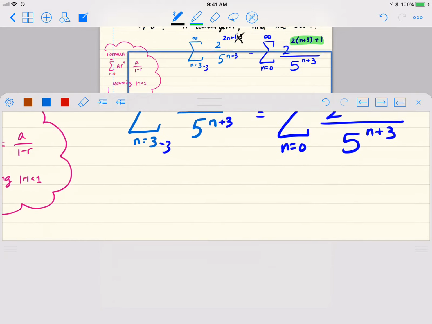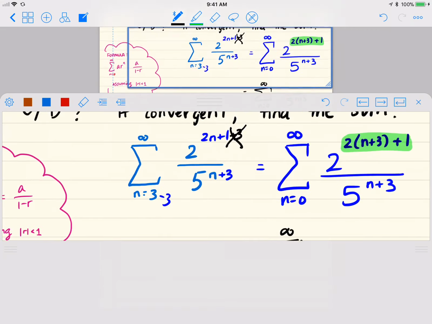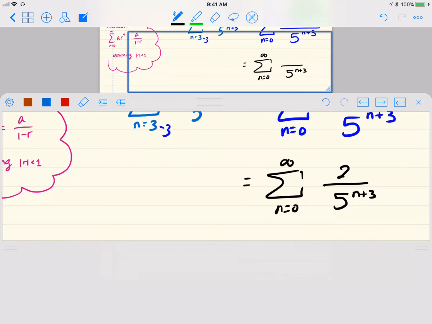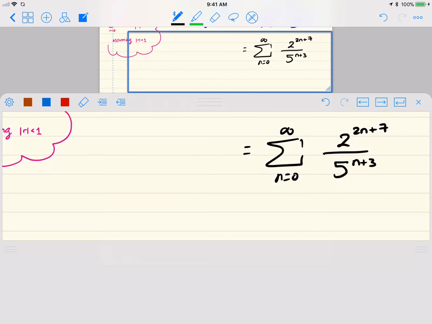So in actuality, what we'll have is the sum from 0 to infinity, 5 to the N plus 3. And then that numerator, I should have 2N plus 7. Do you see? That'll be 2N plus 6, plus 1. So I should have 2 to the 2N plus 7. Okay, and now I need to tease out my A and my R.